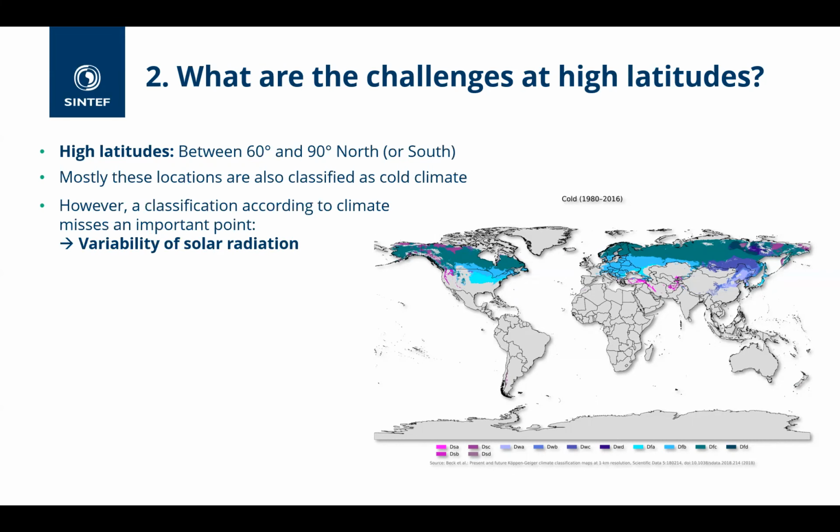But one important part is missing when just looking at the climate type, because two cities that might be classified by the same climate type might still have large difference when it comes to solar radiation. For example, in southern Canada, we have a similar climate type when you see this teal color here, like in Tromsø, for example. But the variability of solar radiation is huge, and this is something that we really need to consider in urban planning.